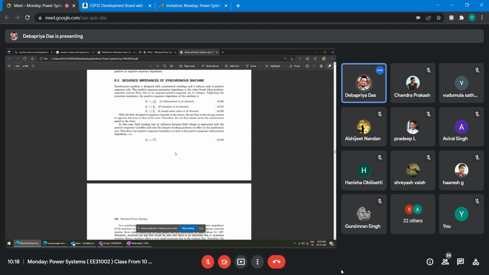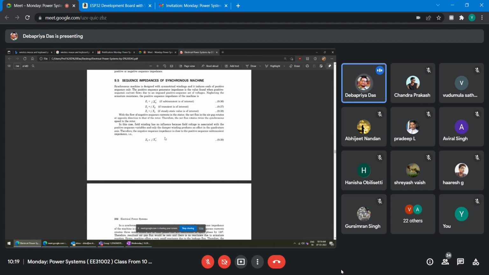In this case, field winding has no influence, because field voltage generally is associated with the positive sequence variables, and only the damper winding produces an effect in the quadrature axis. Therefore, the negative sequence impedance is very close to the positive sequence subtransient impedance. That is Z2 is approximately jXd dash, right? Because it is in quadrature, so it should be jXd double dash, right?